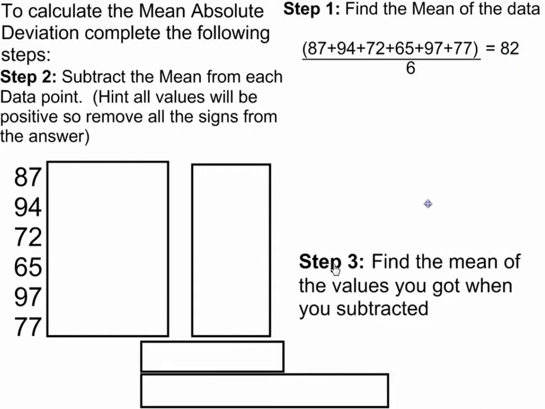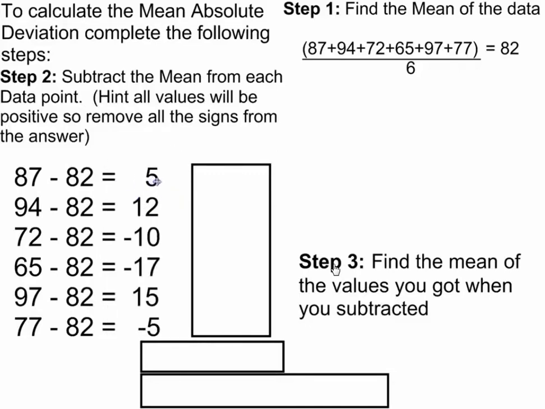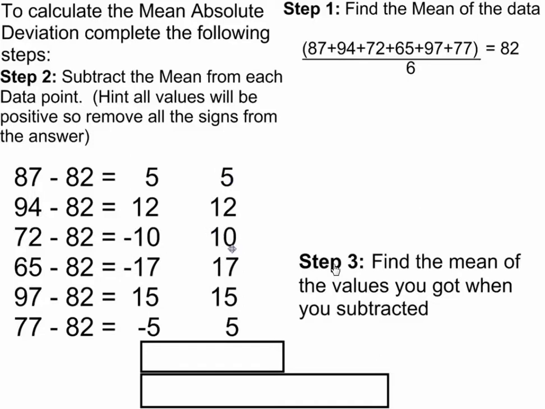The second step is to subtract that mean from each data point. Since the format is mean absolute deviation, we actually just want to figure out how far it is away from that number. It doesn't matter if it's positive or negative. A quick hint is to remove all the signs from the answer so they're all positive. So we subtract 82 from each one, and what you end up getting, in this case, is 5, 12, negative 10, negative 17, 15, and negative 5. If we take away the signs, we have 5, 12, 10, 17, 15, and 5.